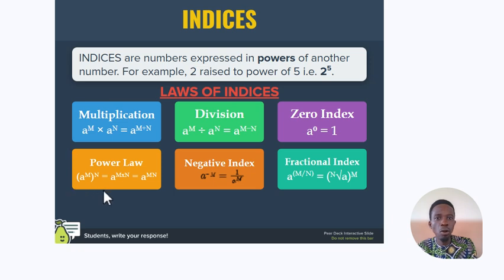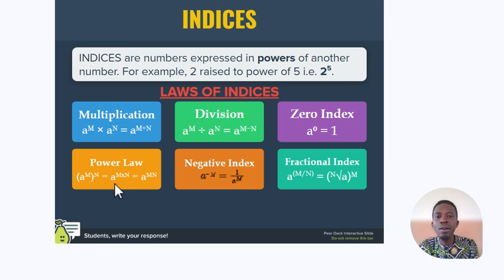We have another law, the power law. Here, we have a raised to power m in brackets, raised to another power of n. This one is now equal to a raised to power m times n.